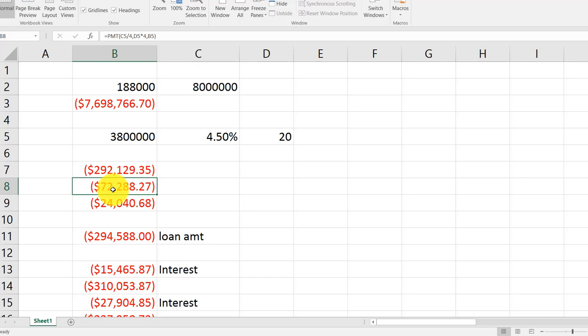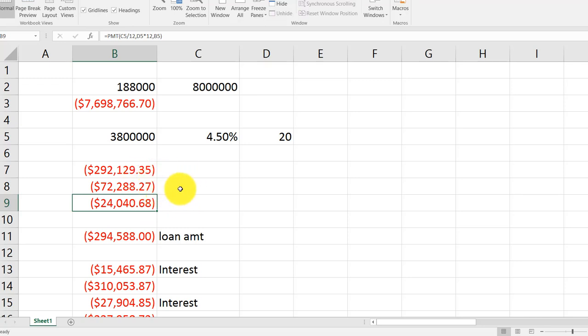So if you made 4 payments a year, you would pay $72,288 every 3 months. And then if you did every month, you divide by 12 and multiply it by 12 to get the monthly payment. So you'd pay $24,000.